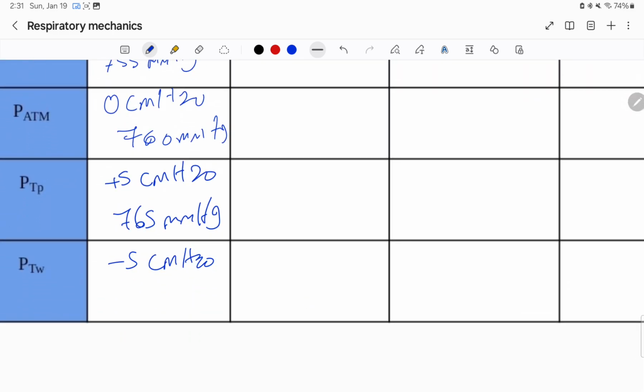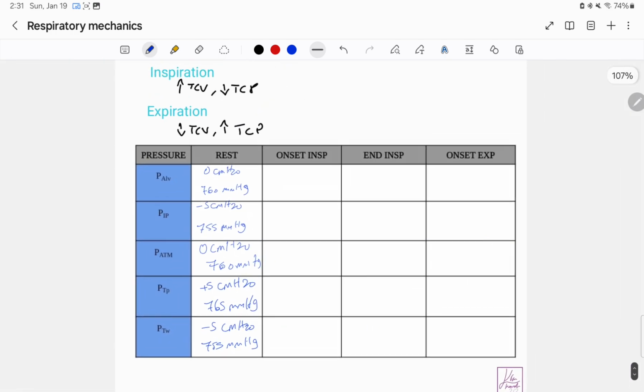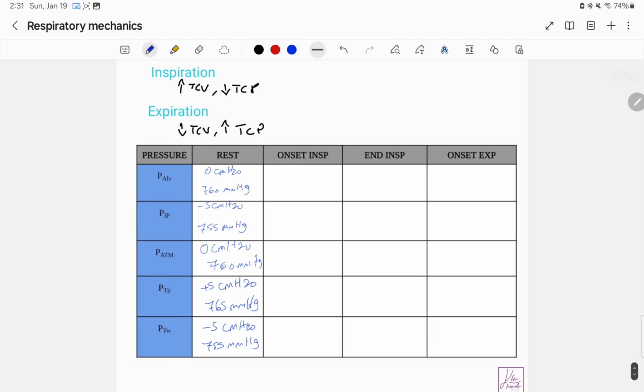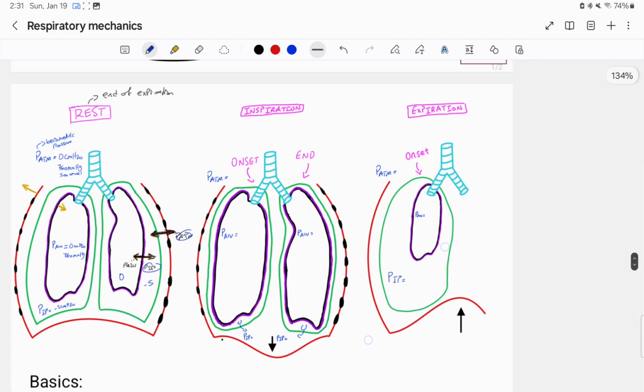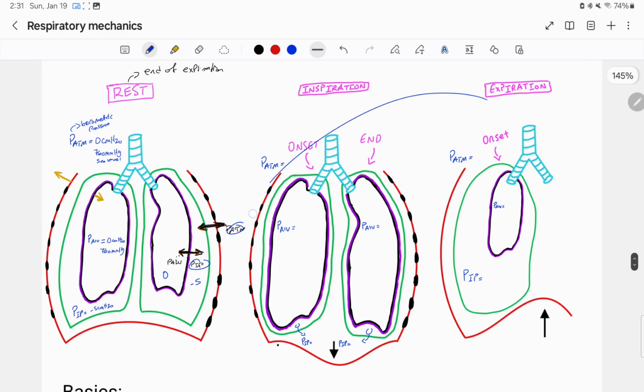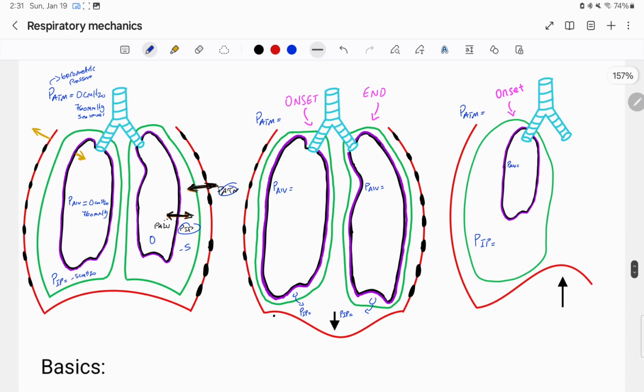-5 centimeters of water, or 755 millimeters of mercury. Okay. Now I'm going to leave this chart here. You guys can screenshot it and fill it out yourself if you want. But I'm going to fill this out from now on, okay? All right. I just want to show you guys how to calculate it. I don't want this video to be too long.